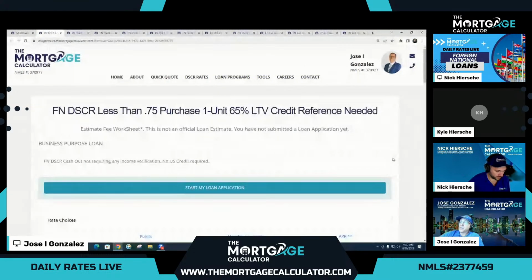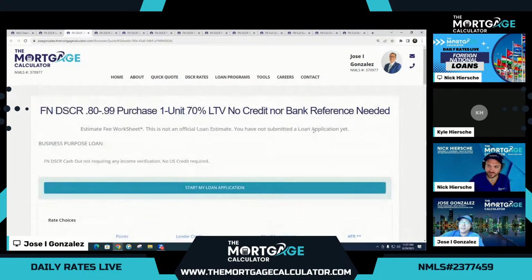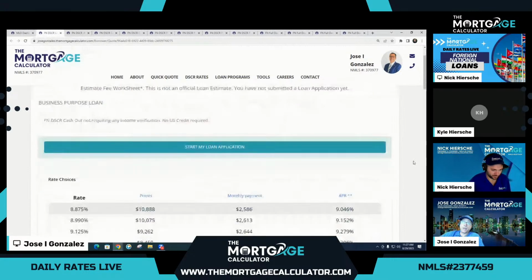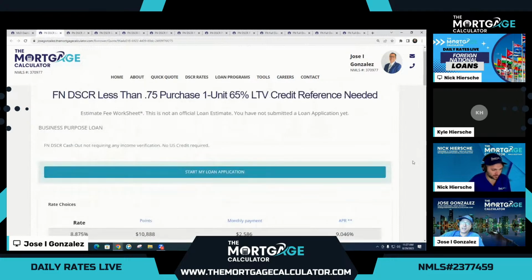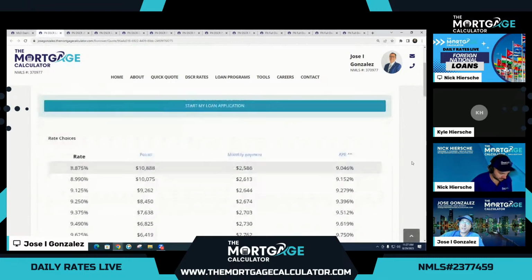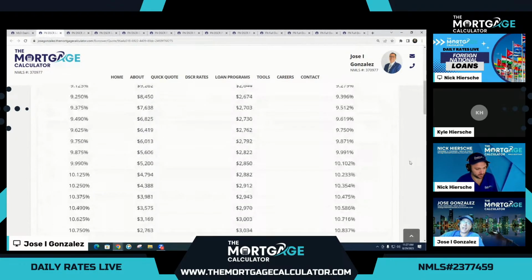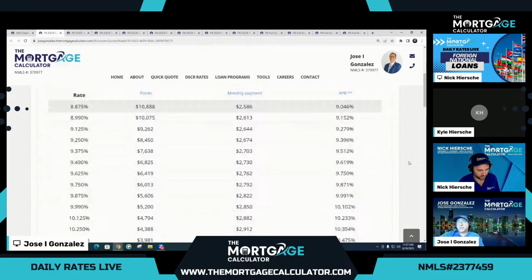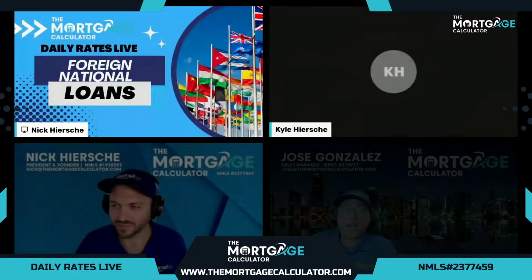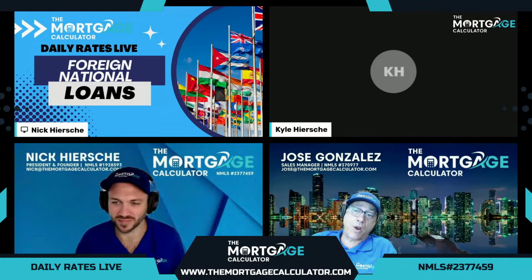And the one that we really love, this is the less than 0.75. Now, I would like to point out this 0.8 to 0.99 option does not have any credit nor bank reference needed on that one. This one does have a credit reference, but it is below 0.75, maximum 65% LTV under DSCR purchase. Pretty good rates there. We start at 10.75, but they have a nice broad rate sheet that we can actually buy all the way down to 8.875. So we got above 1.0 options on the DSCR, below 1.0 options, full doc options, options not requiring credit nor bank reference letters, and options that do require a credit reference letter.